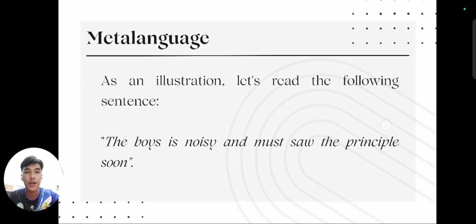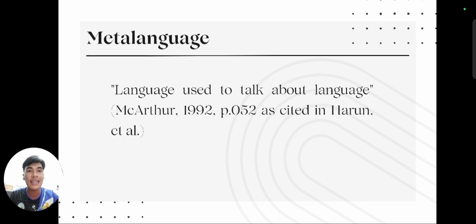So going further, it is the metalanguage. It is the language used to talk about language. From the definition itself, metalanguage may sound very difficult, but simply, metalanguage is used to talk about the language itself. So metalanguage is language that talks about the language itself.